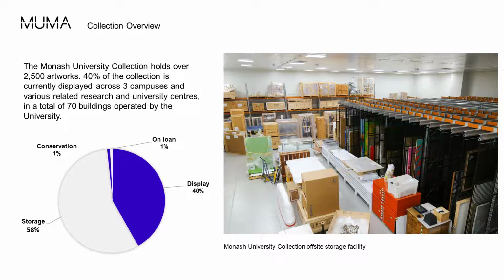A few stats, because I am a collection manager after all. We have 2,500 artworks within the collection, and 40% of the collection is on display at any time. And this is across the 3 campuses in Victoria and about 70 different buildings.